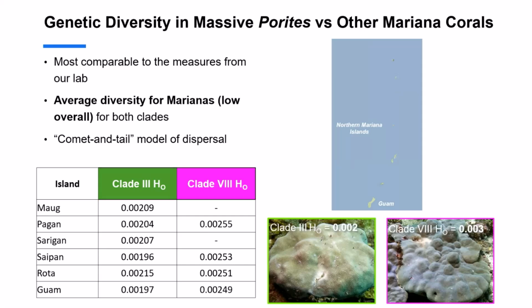Additionally, at a geographic scale, the rates of heterozygosity indicate a potential, what I'm calling a comet and tail model of dispersal, where rates of heterozygosity are lowest on the southernmost islands and secondarily elevated to the north. And that's likely because larvae that are spawning in Guam on the southernmost island are being distributed upward through that northern current.